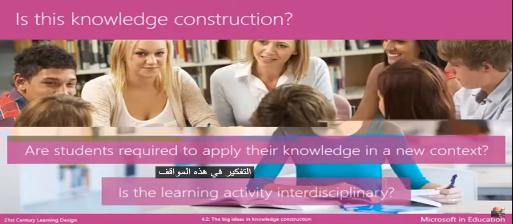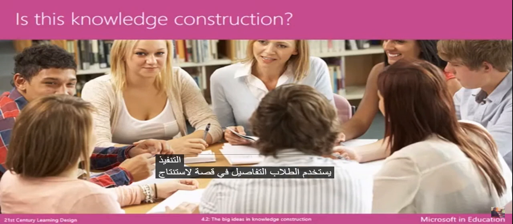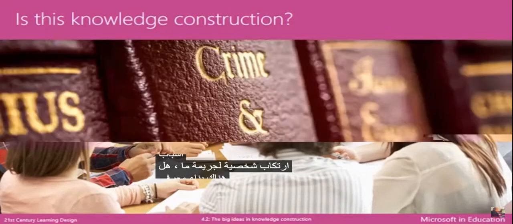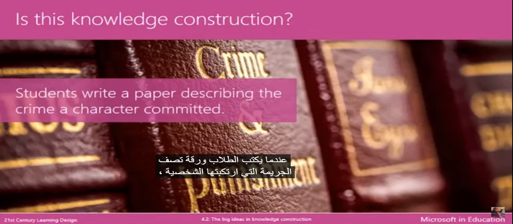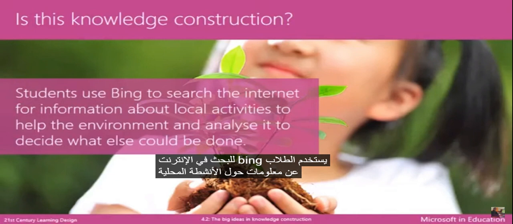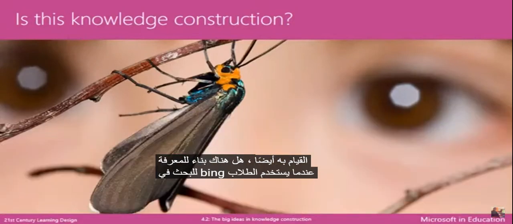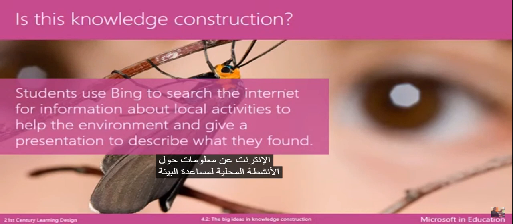Think about these situations and consider if knowledge construction is taking place. Students use details in a story to infer the reasons why a character committed a crime. Is there knowledge construction when students write a paper describing the crime a character committed? Is there knowledge construction when students use Bing to search the internet for information about local activities to help the environment and analyze it to decide what else could be done? Is there knowledge construction when students use Bing to search the internet for information about local activities to help the environment and give a presentation to describe what they found?